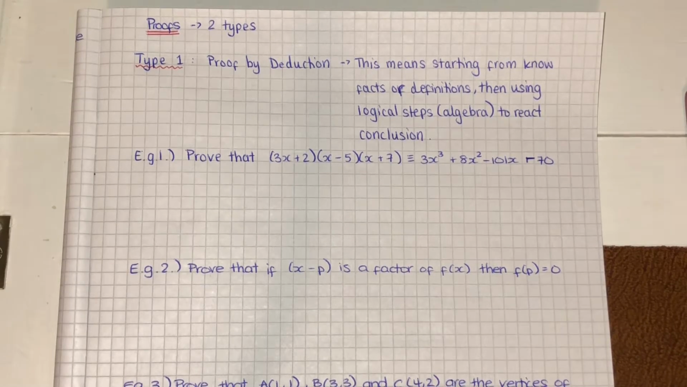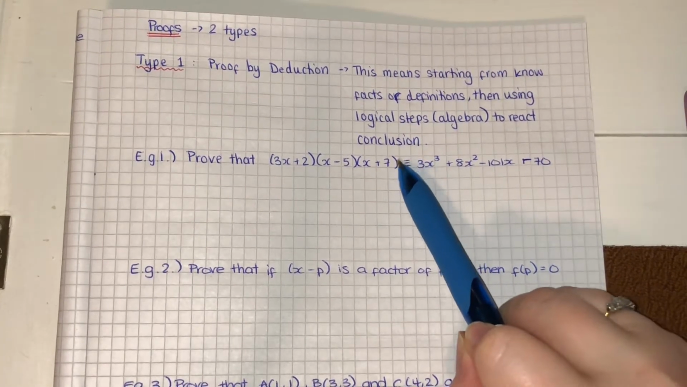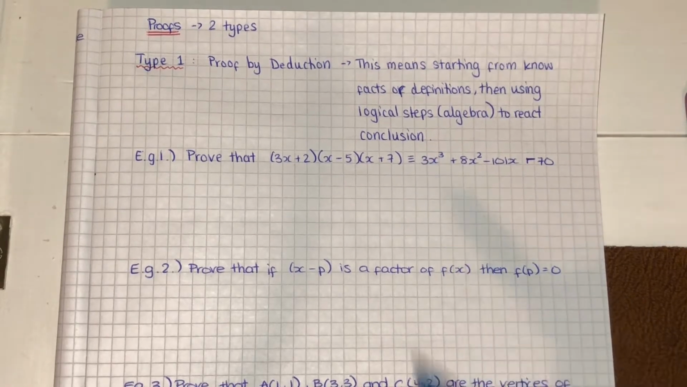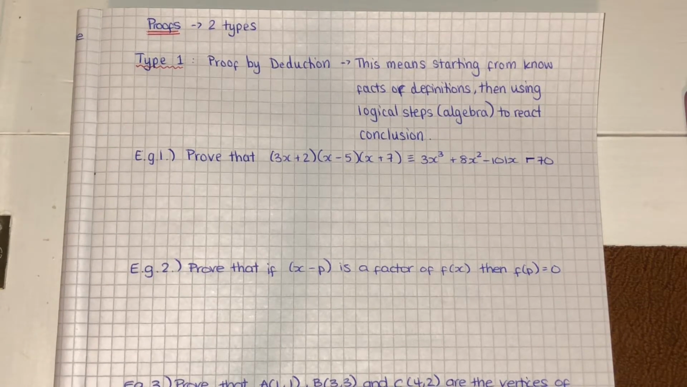So starting with the first one, prove that this 3 brackets multiplies to equal this. Now you do have these signs as well if you haven't seen them before. It's like an equals but with an extra line. That just means equivalent, so it just means that they are the same as each other, but we've obviously got to prove that they are the same.